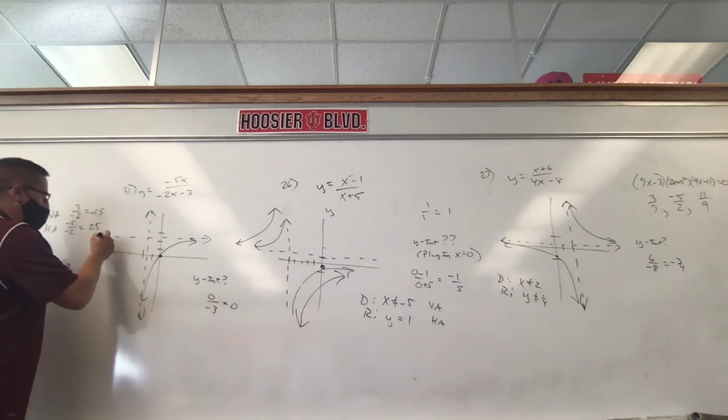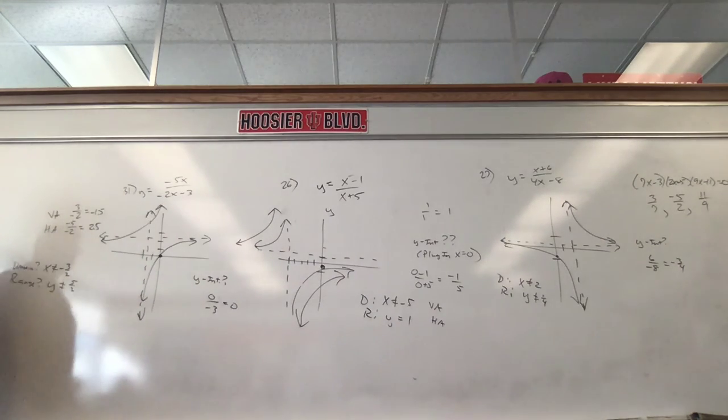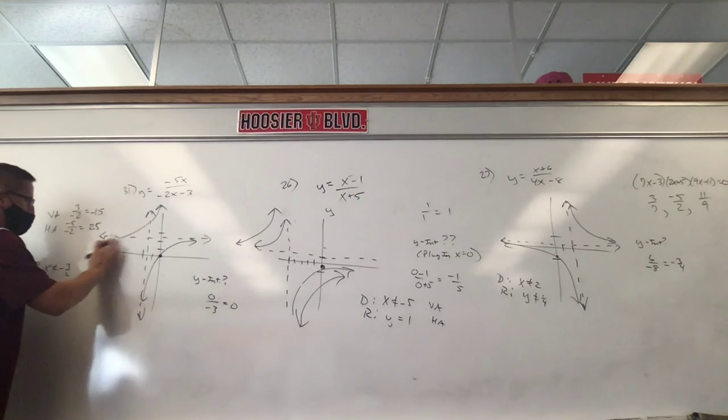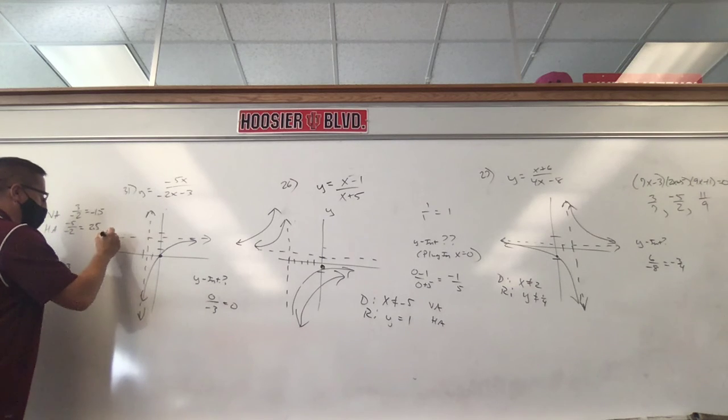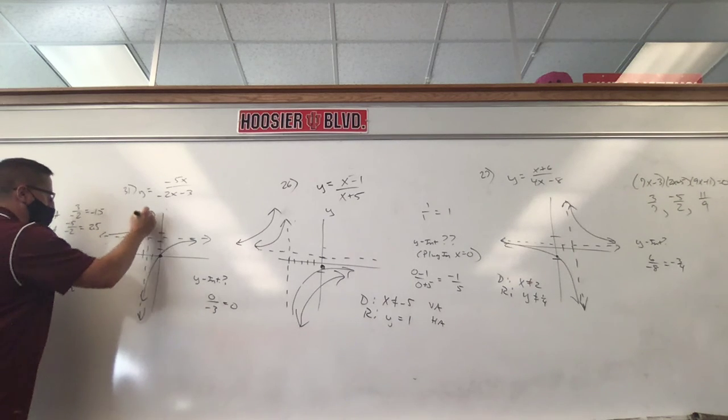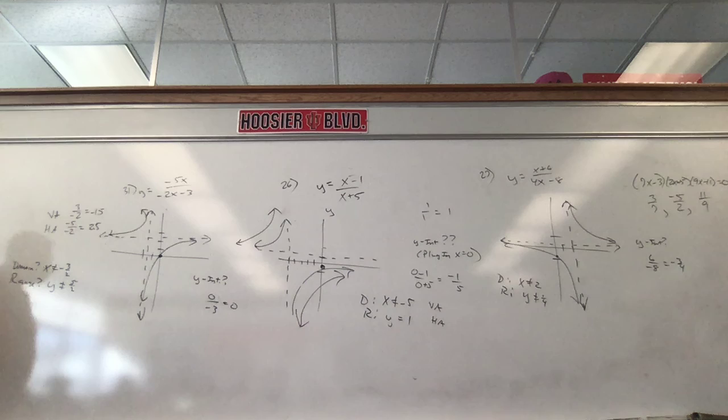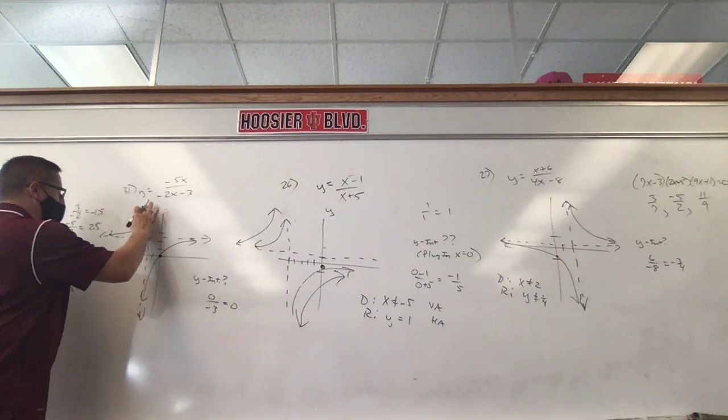What if you do this? Is this okay? No. What's wrong with that? It's just going through the asymptotes. You can't do that. How about this? Is this good? Almost good, but yeah, it doesn't curve back on itself, okay?